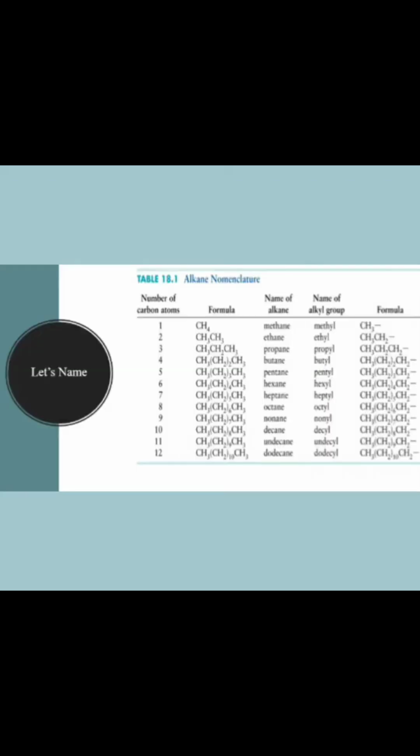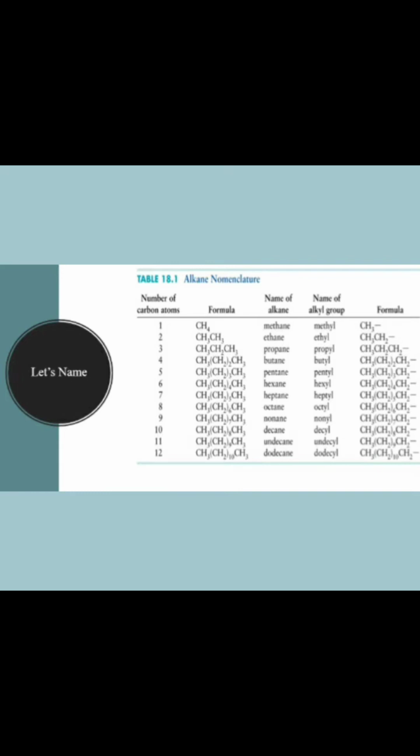Now, alkanes are just C-H bonds, and depending on the number of carbons, the name changes. 1 is methane, and the branch substituent is methyl. 2 is ethane, and the branch is ethyl. 3 is propane, and the branch name is propyl. 4 is butane, and the branch is butyl. 5 is pentane, and the branch is pentyl. 6 is hexane, and the branch is hexyl.